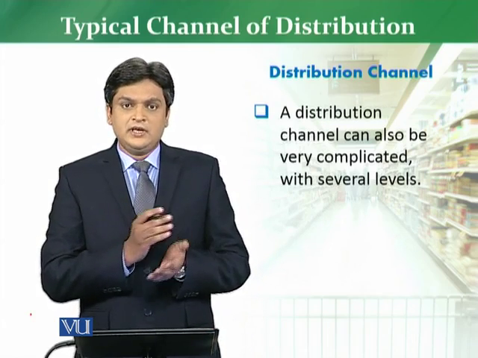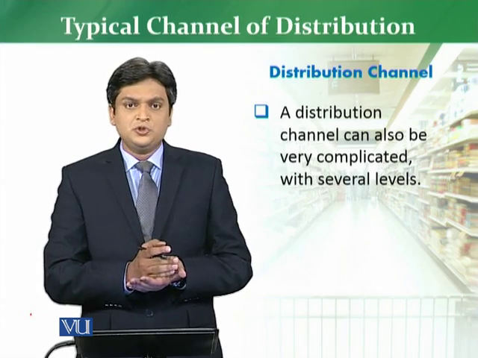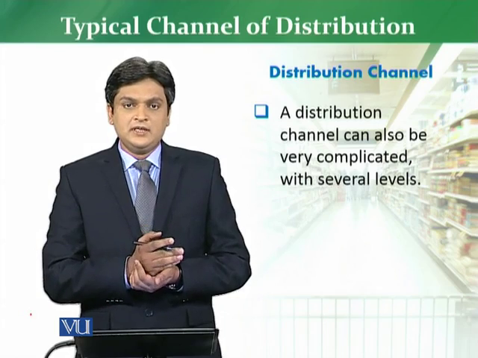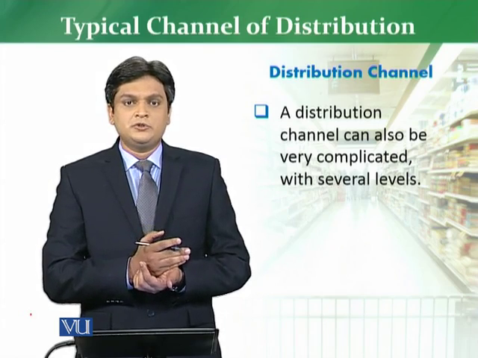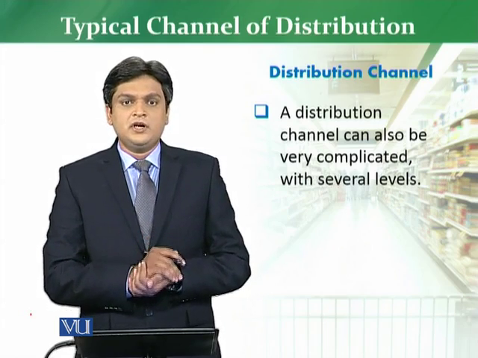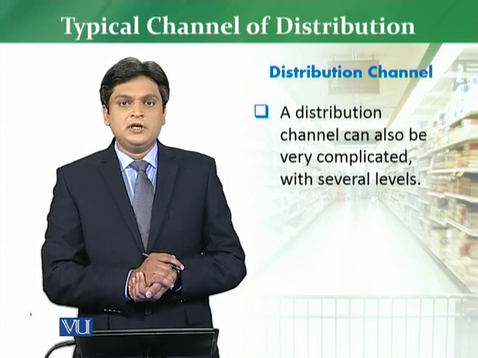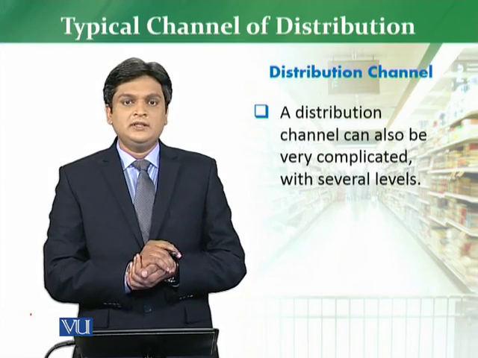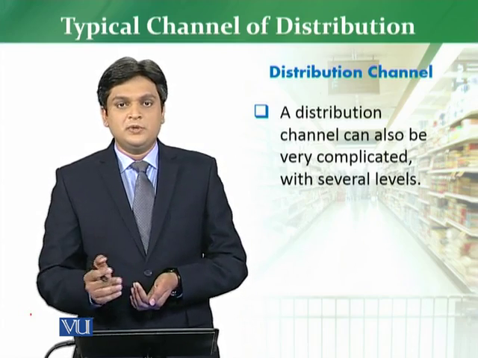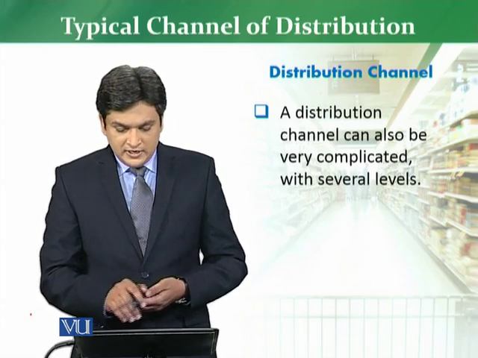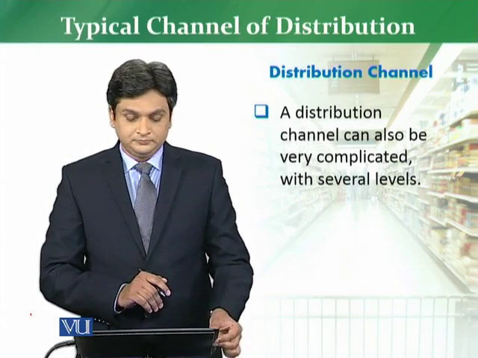Where there can be different intermediaries who get involved in the whole process. For example, in this case, the product will not go directly from producer to consumer. The product will go from the producer to the distributor or wholesaler, from the wholesaler to the retailer, and then from the retailer to the consumer. So different levels, different layers will be added to this distribution channel.